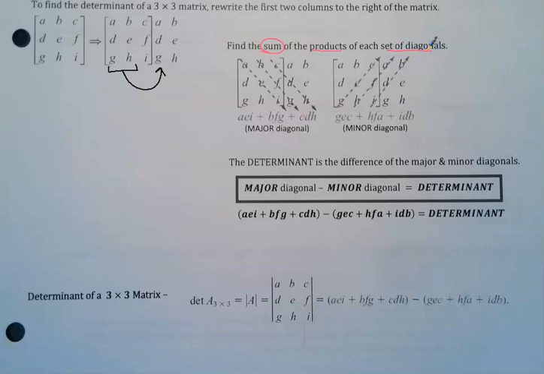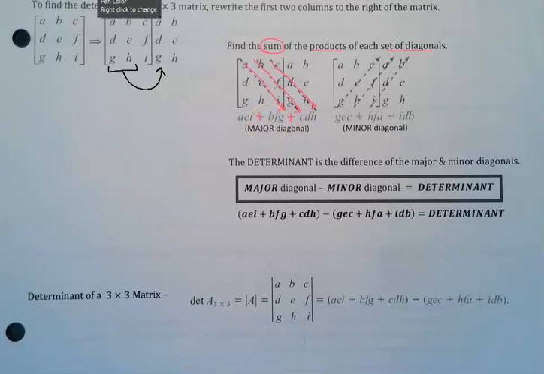So we're going to do our major diagonals here. We have A E I, plus, because it's the sum, our next diagonal, which is B F G, which we see here, plus our next major diagonal, which is C D H, right here. We add those together, and that's our major diagonal sum.